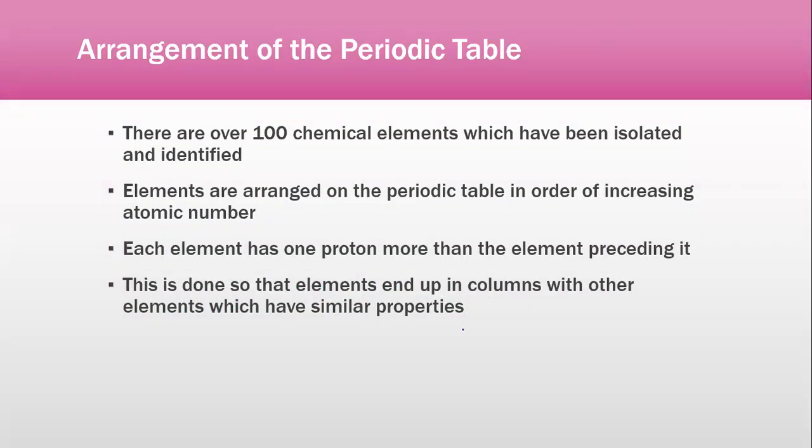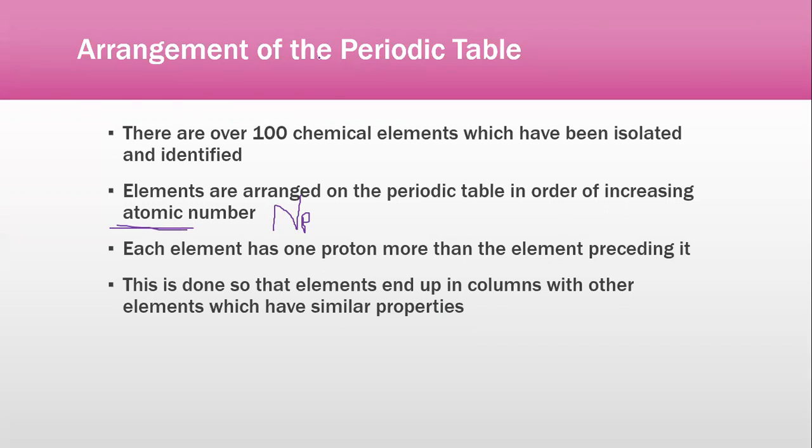Now we know that there are over 100 chemical elements which have been isolated and identified. Elements are arranged on the periodic table in order of increasing atomic number. Basically atomic number आपके पास क्या है? We have studied that it is the number of protons. Obviously boron has 5 protons. ठीक है, फिर आपके पास जैसे helium हो गया, helium has 2 protons. Hydrogen has 1 proton. So the number of protons is basically the atomic number.